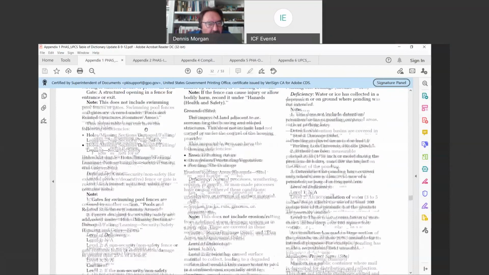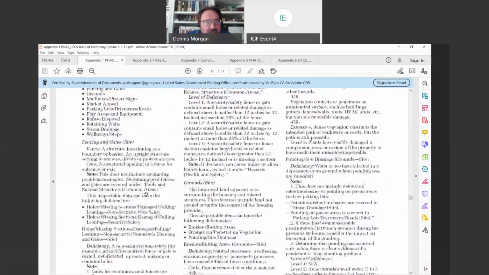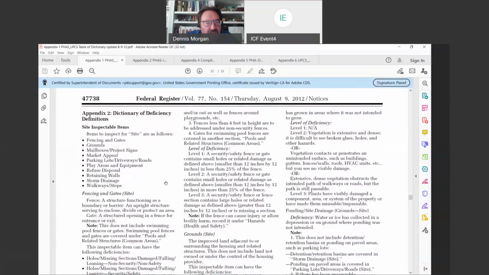And here you see that for a non-security, non-safety fence, it can only rise to a level 2. That's its only option. A non-security, non-safety fence contains holes or deterioration damage greater than 25% of the fence. A security safety fence has a different classification. It's going to be at least a 4-foot fence that also covers that area. And it says level 1, security safety, or gate contains small holes, less than 12 by 12, in less than 25% of the fence. Takes me to a 1.